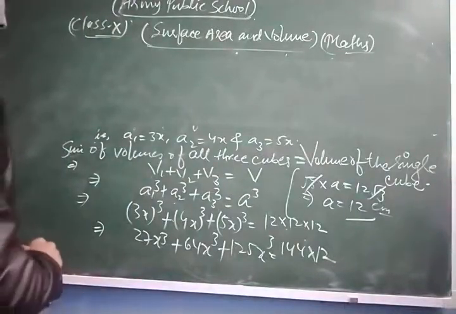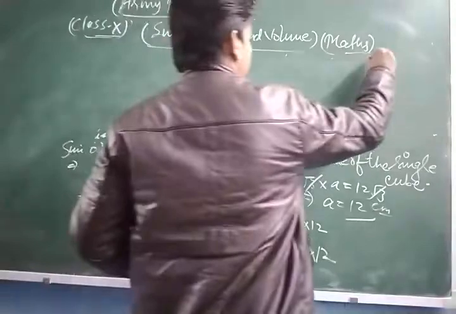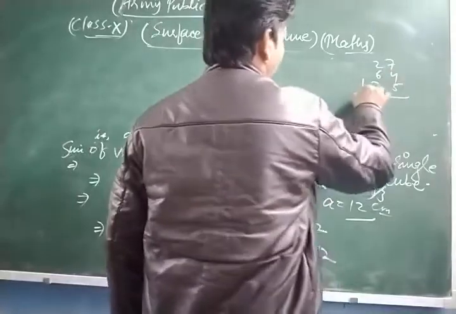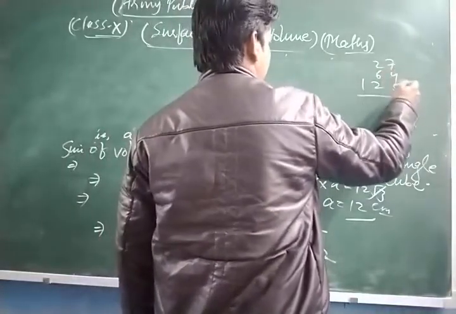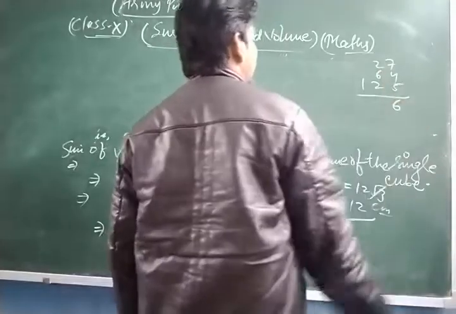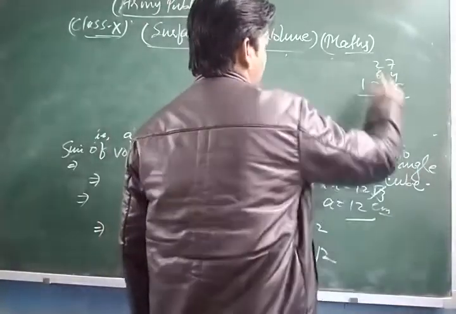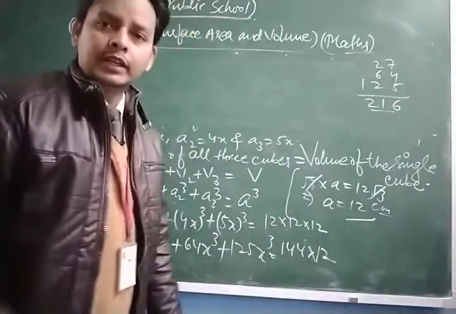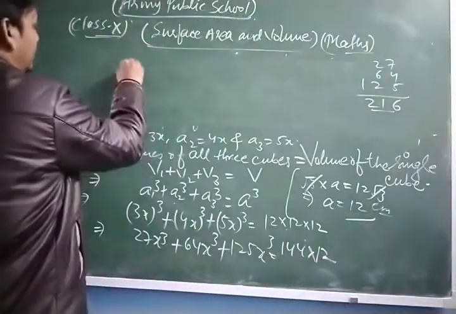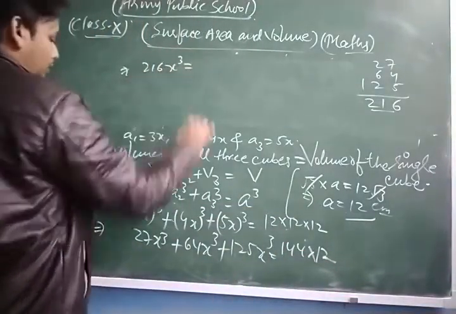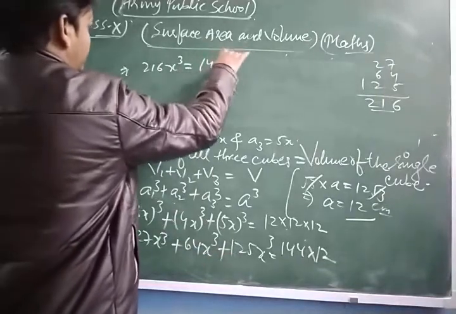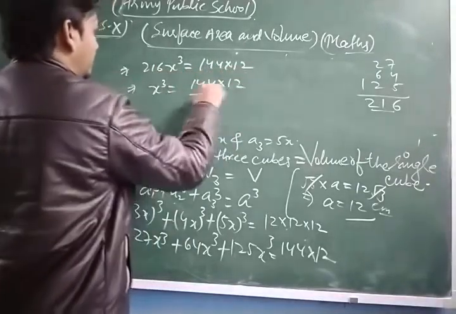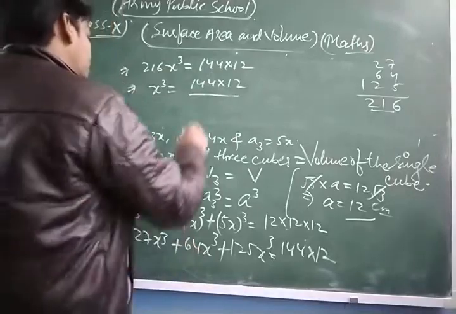Now look, now we are adding them, student. 27, this is 27, this is 64, this is 125. Now look, 216. So look, this is 216 x cube is equal to 144 into 12. So x cube is equal to 144 into 12 upon 216.